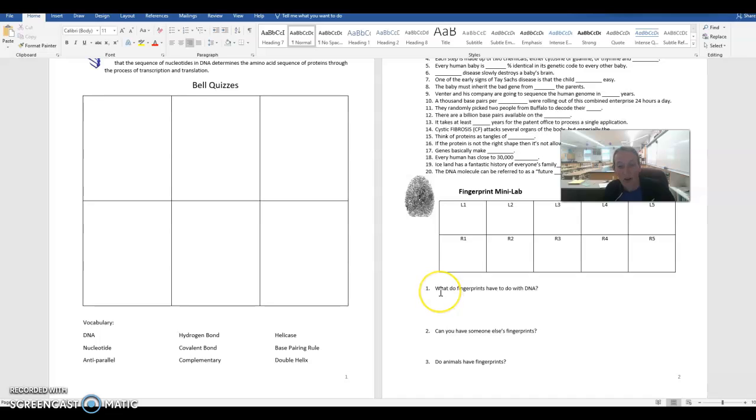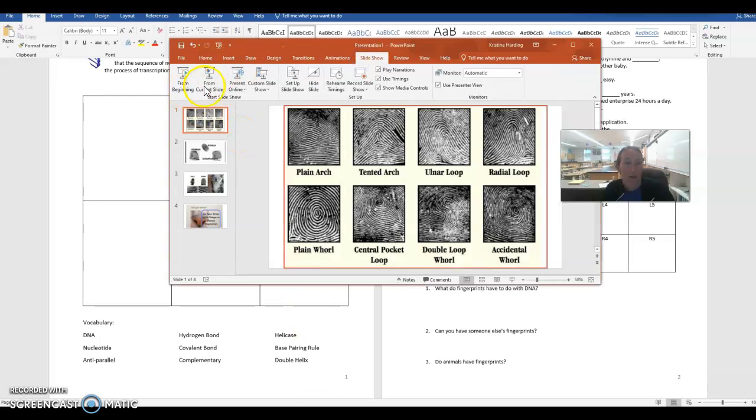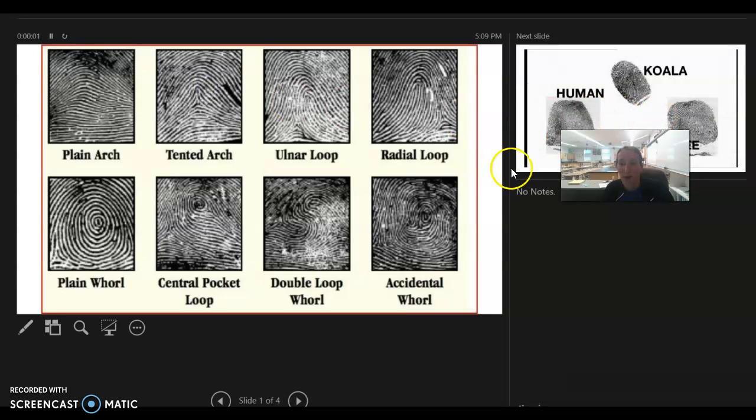So when we get to this very first question, it says, what do fingerprints have to do with DNA? And there could be lots of discussion here. I'm going to pull up, and I just want to look at some of these fingerprints here.